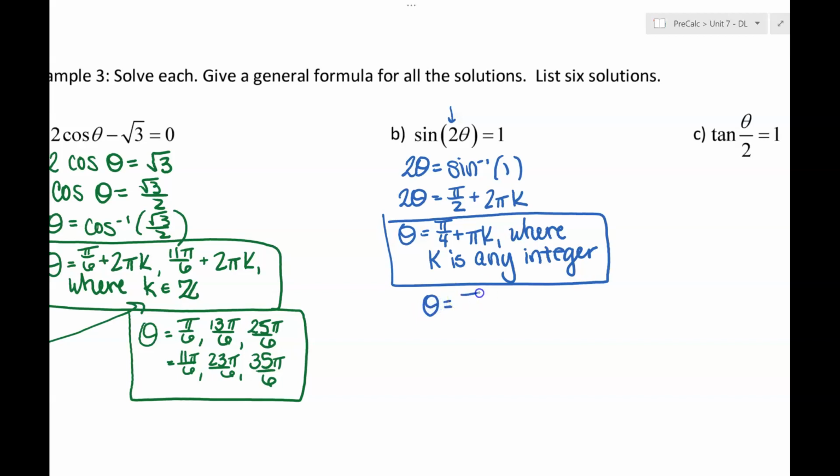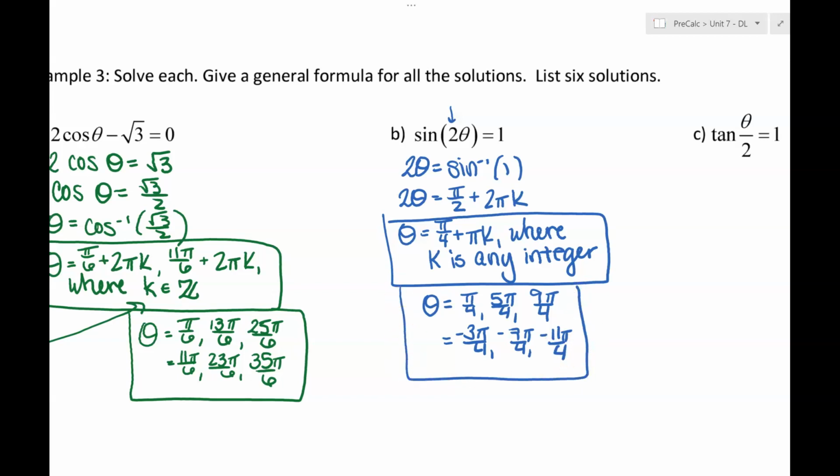solutions. So, okay, pi over 4, and then if we add pi, that's 4 pi over 4, so this is 5 pi over 4, and then 9 pi over 4. And hey, let's get fancy. Let's go negative. So if we have pi over 4 plus pi times a negative 1, that's pi over 4 minus 4 pi over 4. So negative 3 pi over 4. And then negative 7 pi over 4 and negative 11 pi over 4. So there's 6 solutions for our solution set.